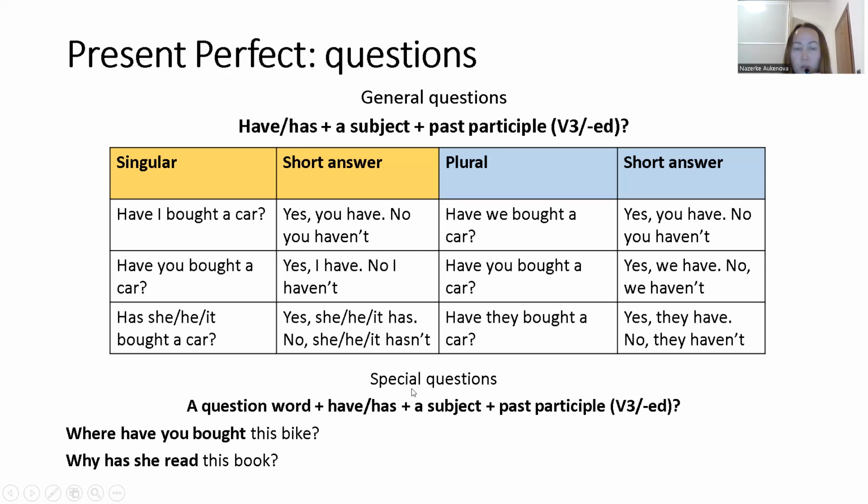Okay, special questions. If we have question words, we need to put them before have, has. So question word plus have, has plus a subject and plus past participle. For example, where have you bought this bike? I have bought this bike in the market, for example. Why has she read this book? Because, etc. and so on.